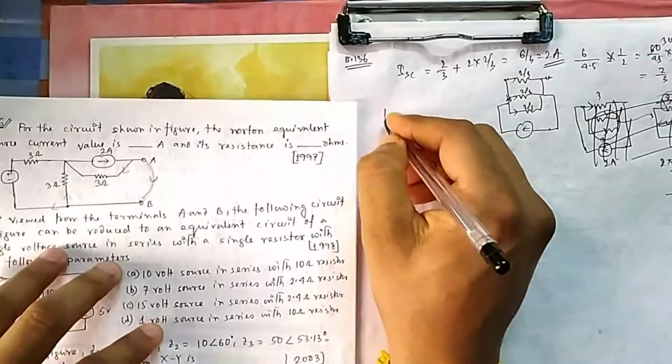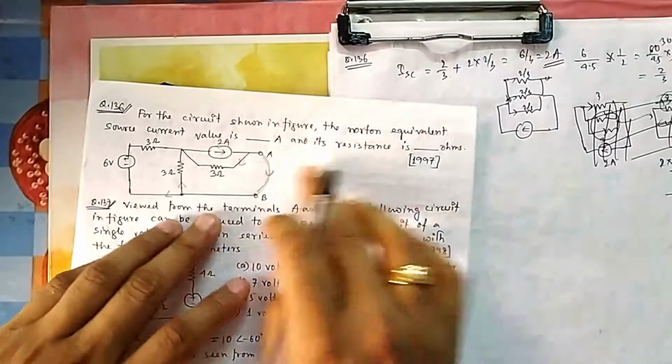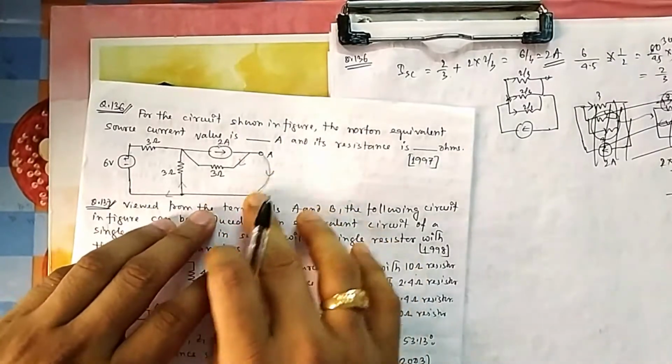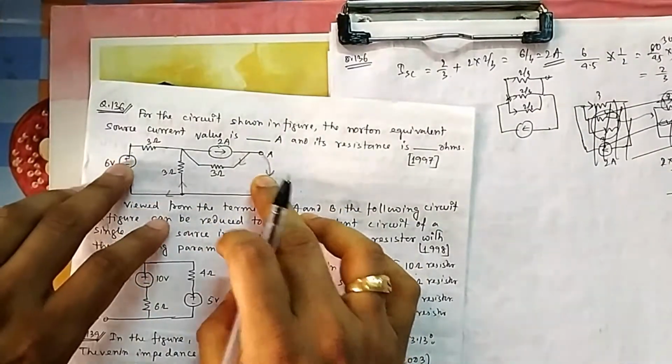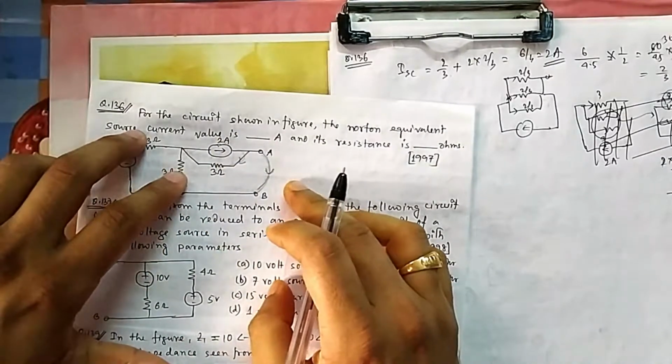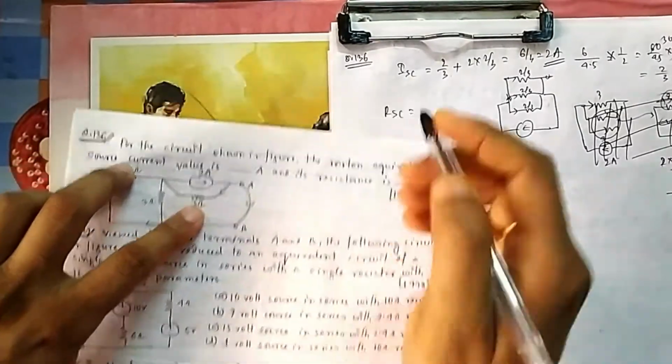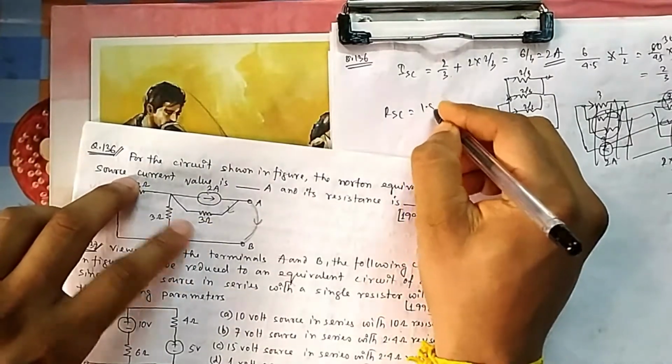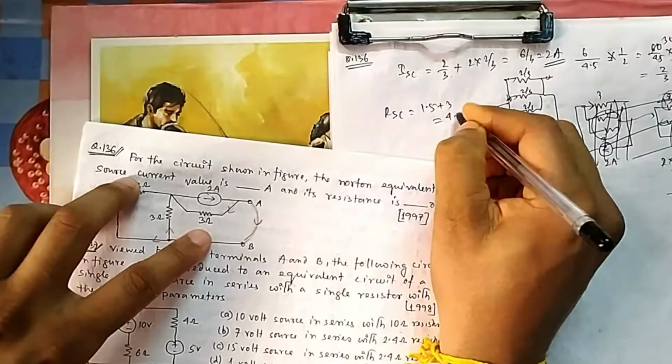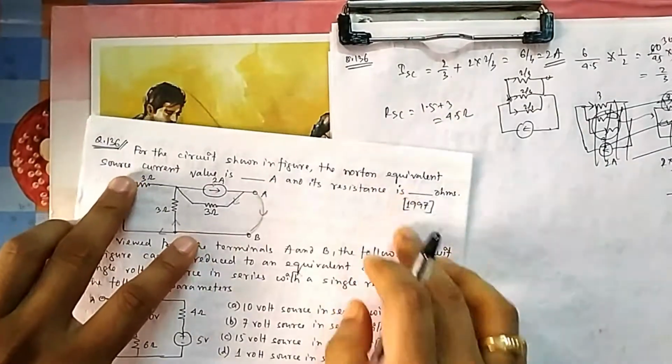Okay, now what is the RSC, the Thevenin's resistance? If you look from this side, this is short, this is open. So what will it be? This and this are in parallel, in series with this one. So 3 parallel 3 is 1.5, plus 3. So the answer is 4.5. So the current is 2 ampere and the resistance is 4.5.